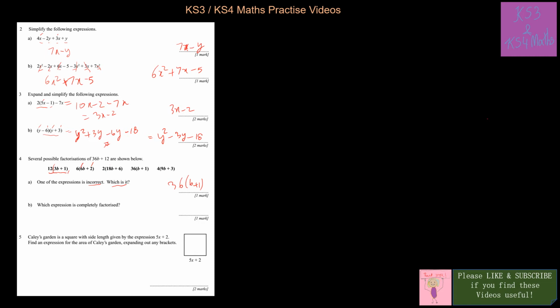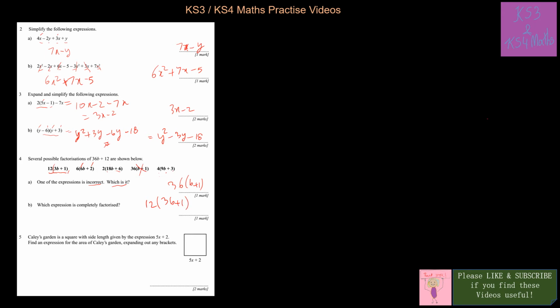Then you have, if you bring 6 out of this bracket, you would be left with again 3b plus 1. This is not true, so again you can bring 3 outside the bracket. So this is completely factorized: 12 times 3b plus 1.